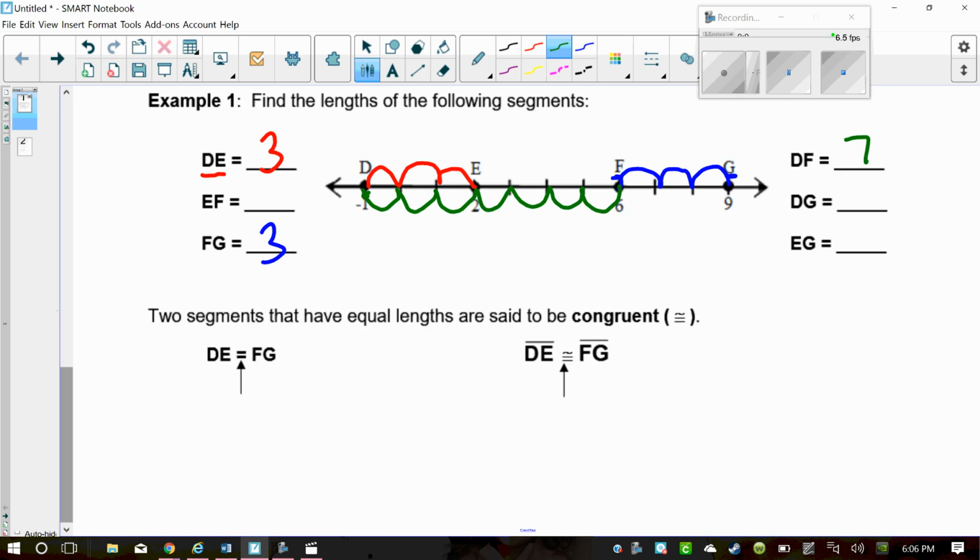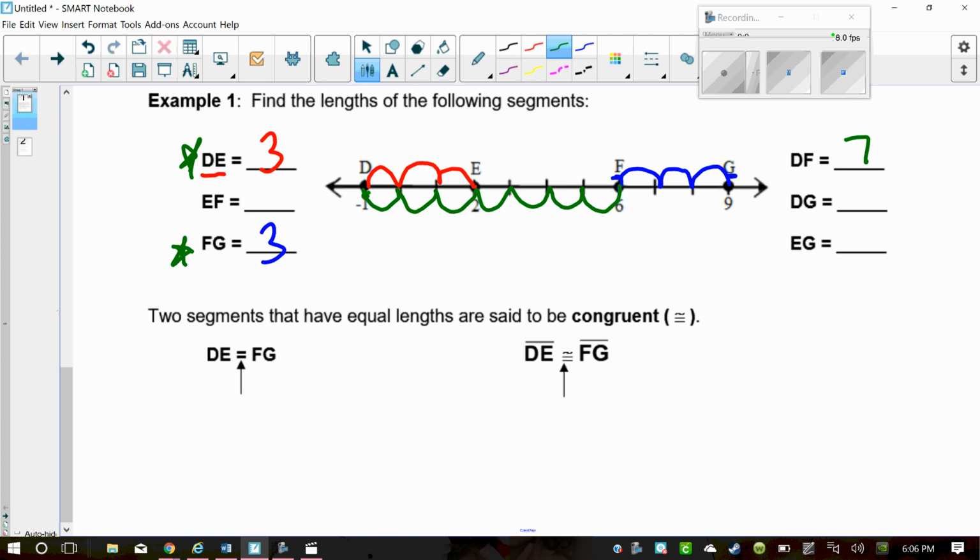Let's read this. It says two segments that have equal lengths are said to be congruent. So DE and FG, well, DE, we said, was 3 units, and FG is also 3 units. Please put a star by DE and FG so that I know that you did this. And what that means is that if their measures are equal, then we're going to say that they're congruent.